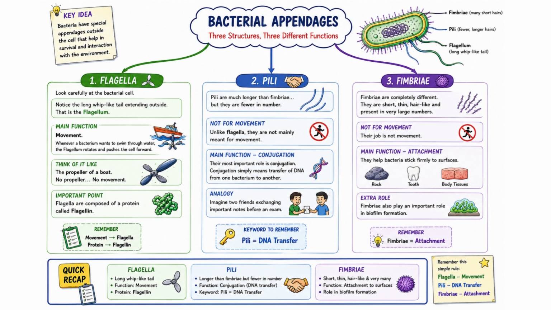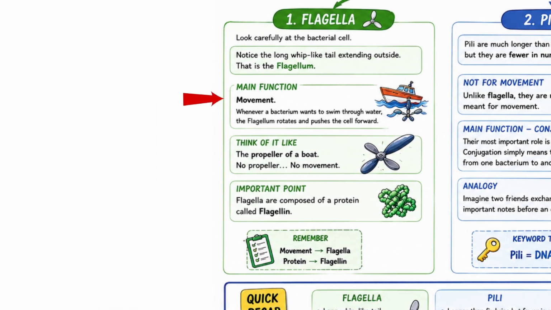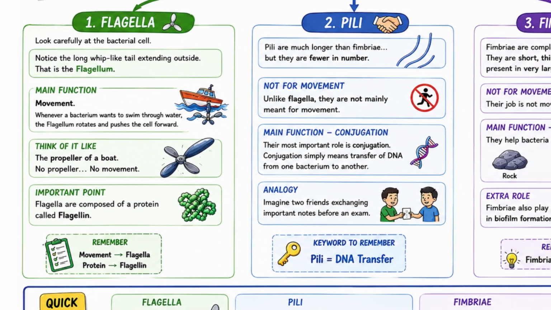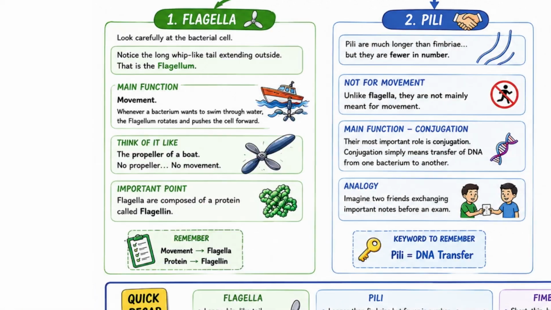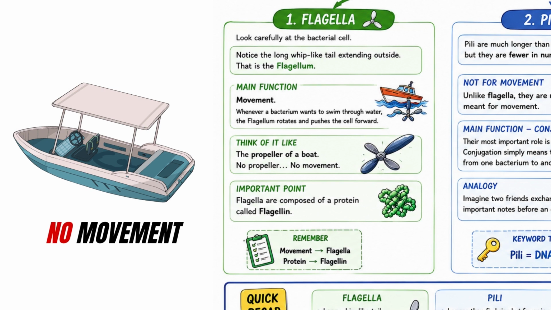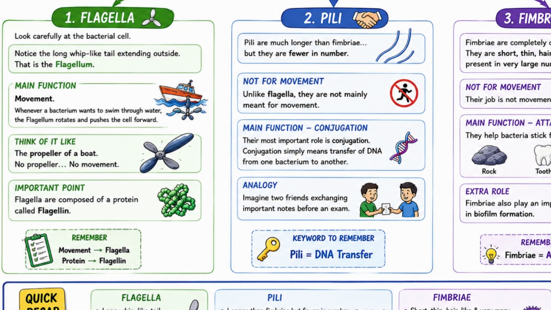Flagella. Look carefully at the bacterial cell. Notice the long whip-like tail extending outside. That is the flagellum. Its main function is movement. Whenever a bacterium wants to swim through water, the flagellum rotates and pushes the cell forward. Think of it like the propeller of a boat. No propeller, no movement. One more important point. Flagella are composed of a protein called flagellin. So remember, movement: flagella. Protein: flagellin.